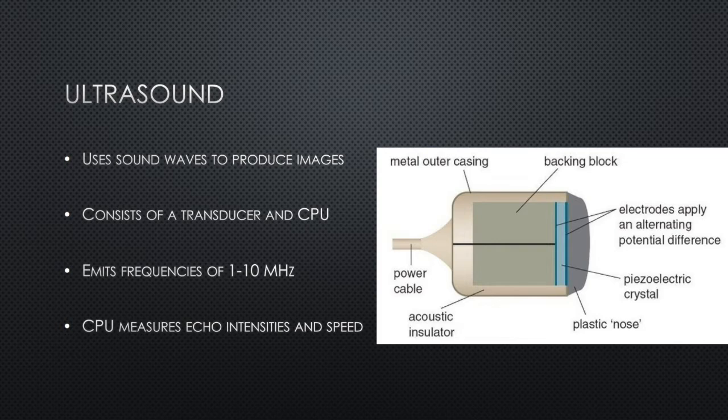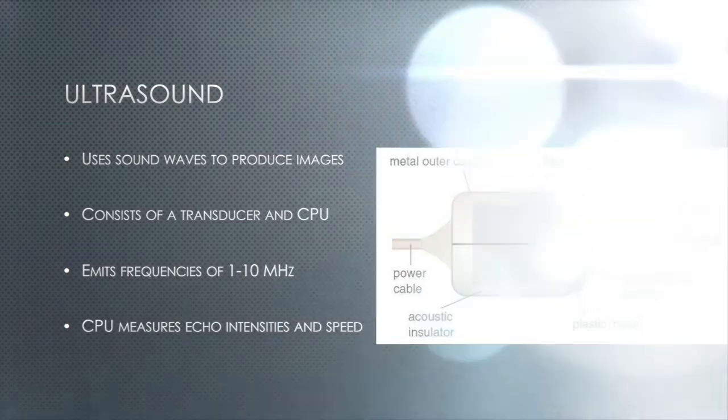The transducer is passed over the area of the body that covers the prostate and emits sound waves at frequencies ranging between 1 and 10 MHz. In turn, the sound waves are reflected back to the transducer after they bounce off the structures that are the focus of the ultrasound. The CPU measures the echo intensities and speed, and these measurements are converted into electronic images that show up on the machine's monitor.